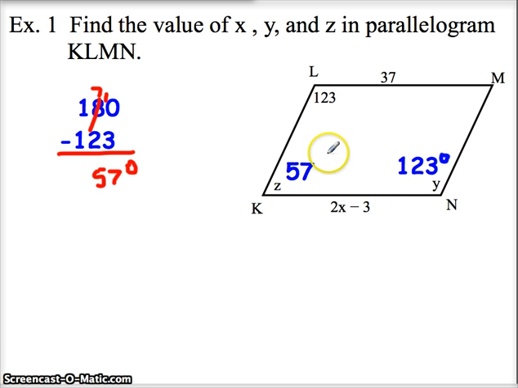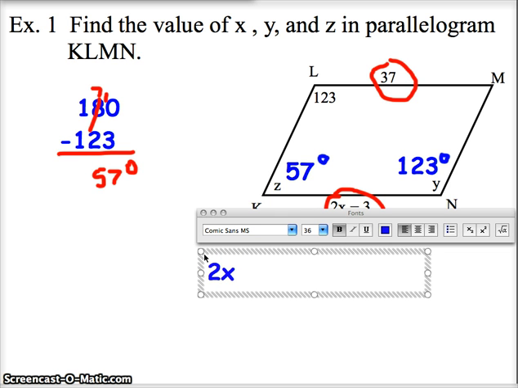Lastly, this side that's 2x minus 3. Your opposite sides are congruent. So I've got side LM, which is 37 units, and side KN, which is 2x minus 3 units. Those two sides are congruent to each other, therefore they'll have the same measure. So I can write this as 2x minus 3 equals 37.